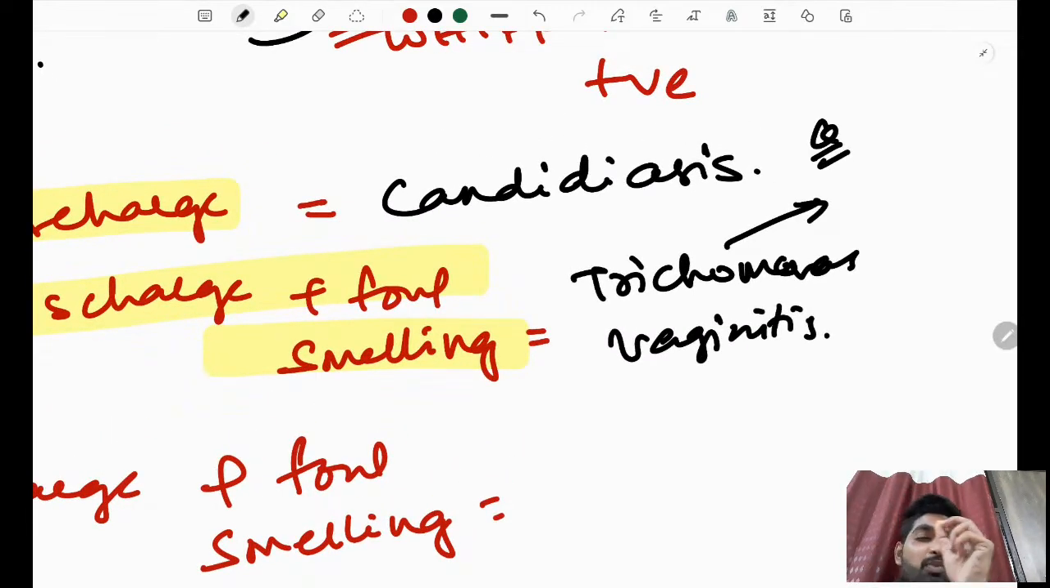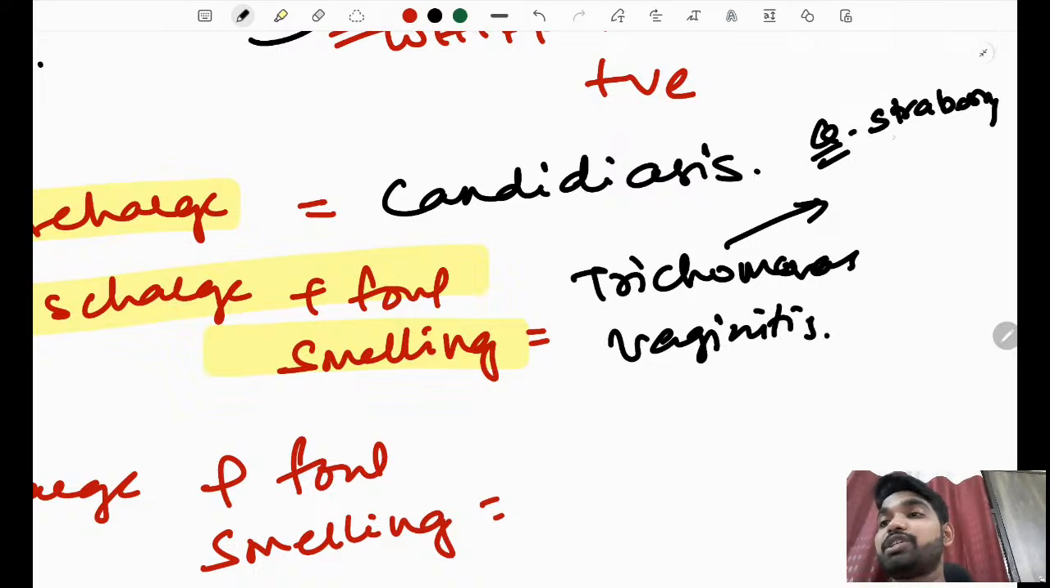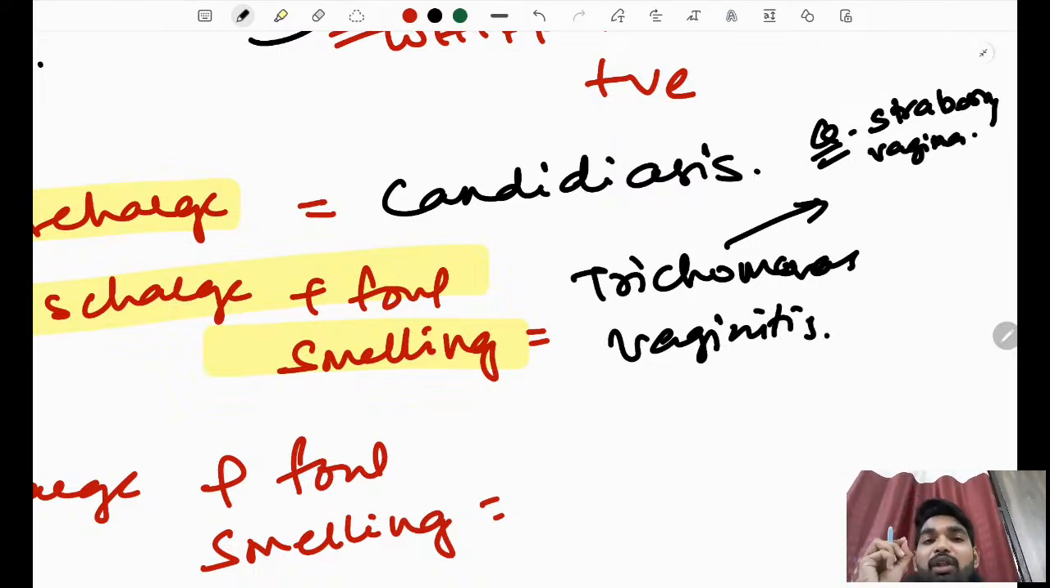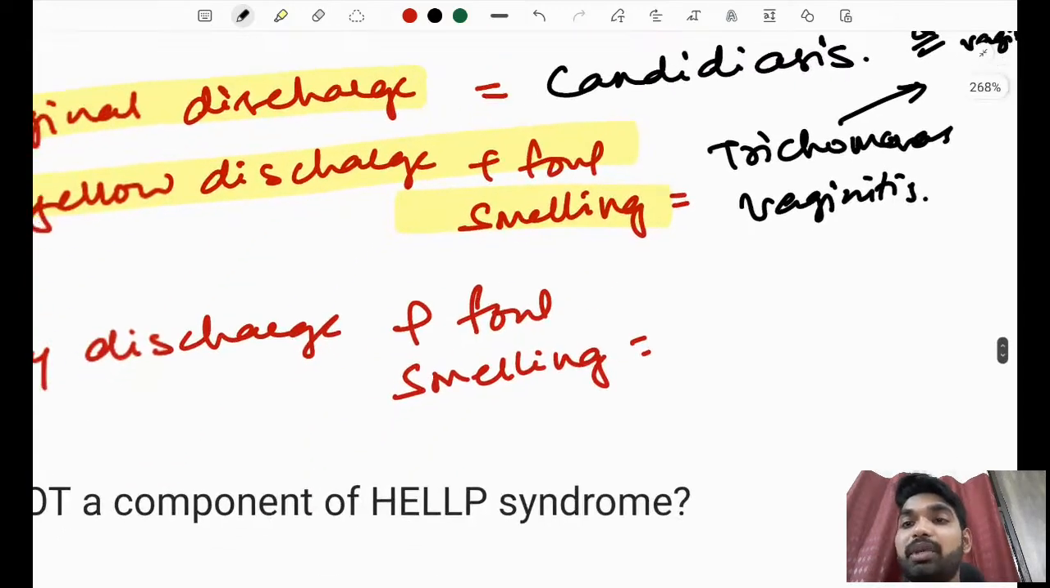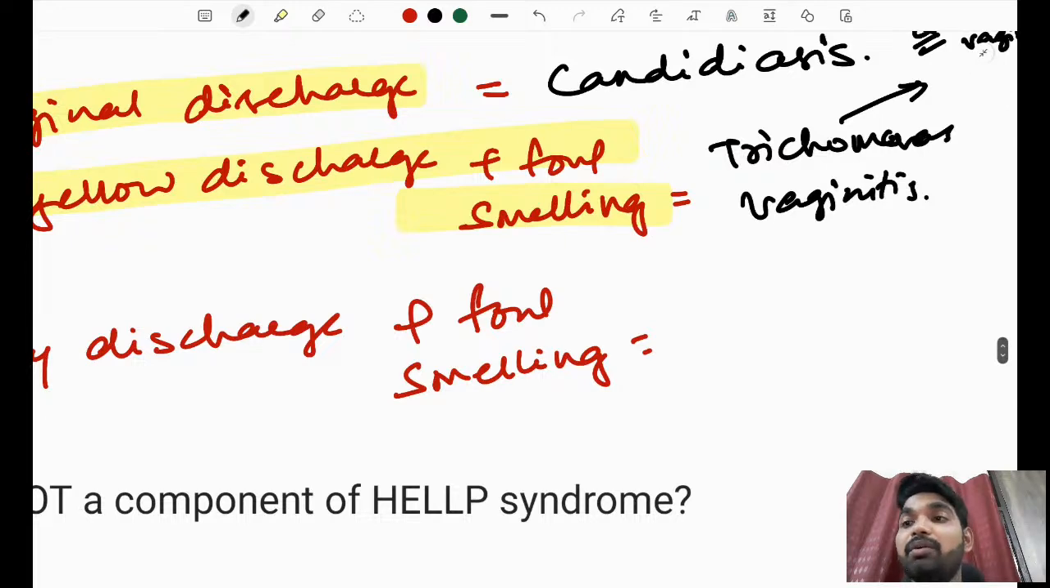Red spots appear on the vagina and cervix, and the cervix appears like a strawberry, which is called strawberry vaginitis, also called strawberry vagina. That reddish spot will appear in the vagina similar to your strawberry. That's why it is called strawberry vagina. That is in case of trichomonas infection.